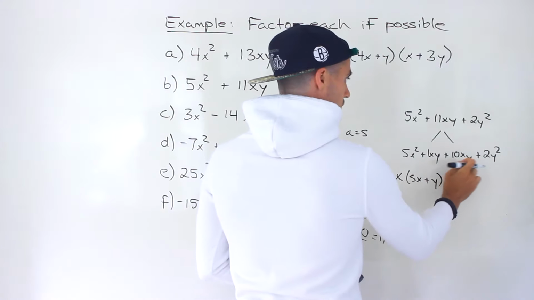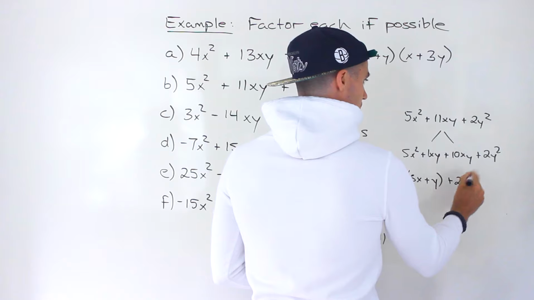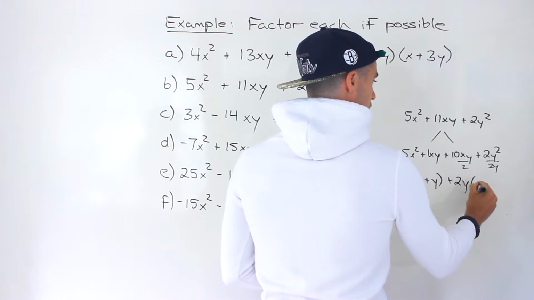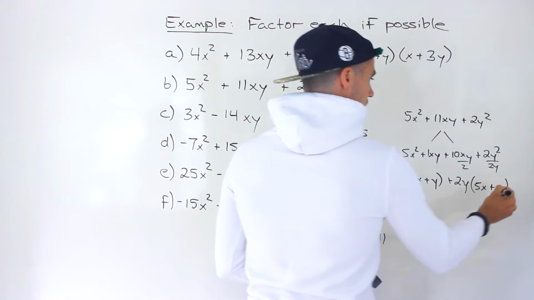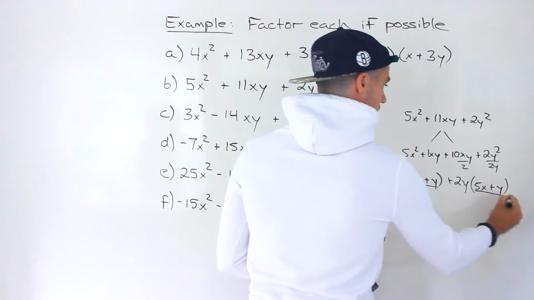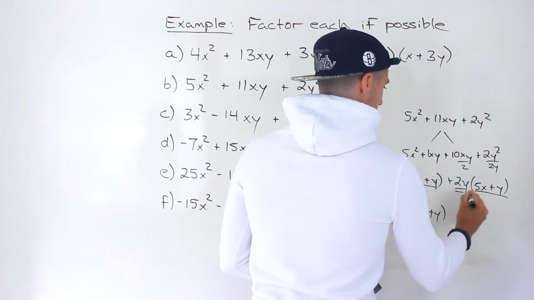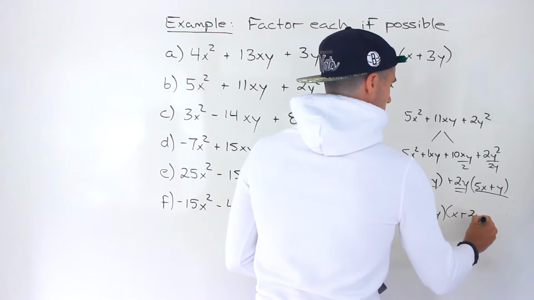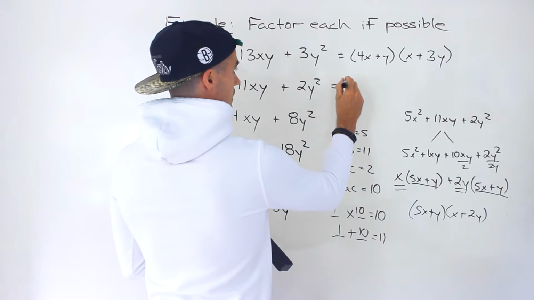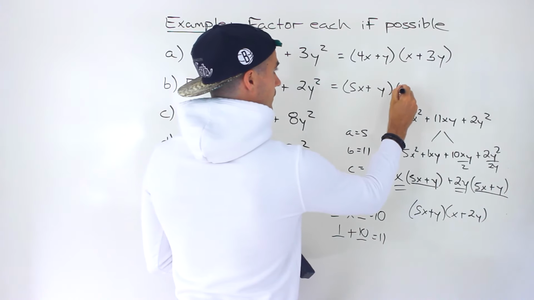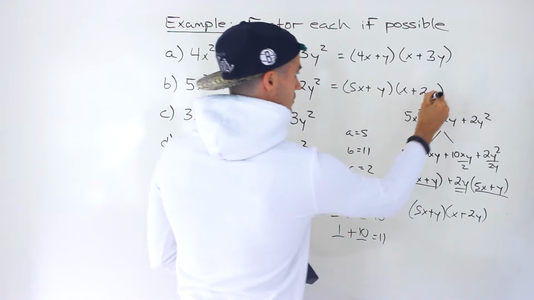And then from these two, from the 10 and the 2, we could take out a 2, and then we could also take out a y. So if we divide this by 2y, divide this by 2y, notice we'd be left with 5x plus y. So same bracket, we could take out that, and we'd be left with x plus 2y like that. So this would end up being 5x plus y, and then x plus 2y.